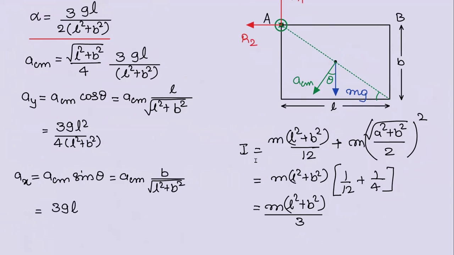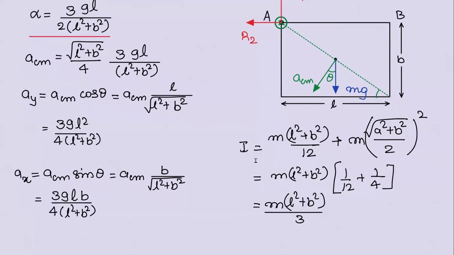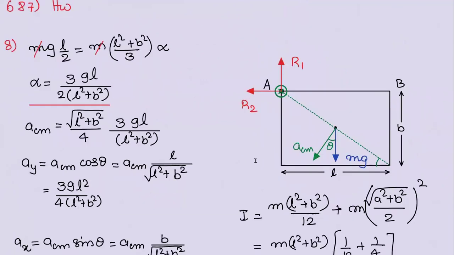Similarly, AX, if you take it, it will be 3GLB by 4 into L square plus B square. Understood? We got AX and AY. Once you got AX and AY, then the job is done. The easiest one will be solved.